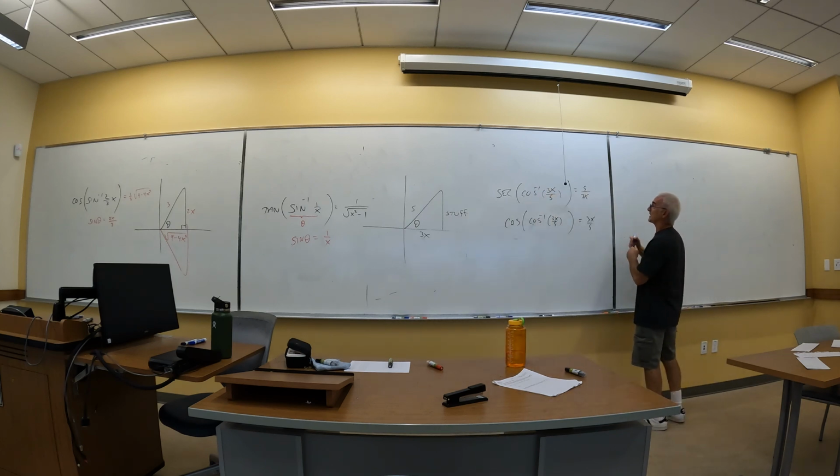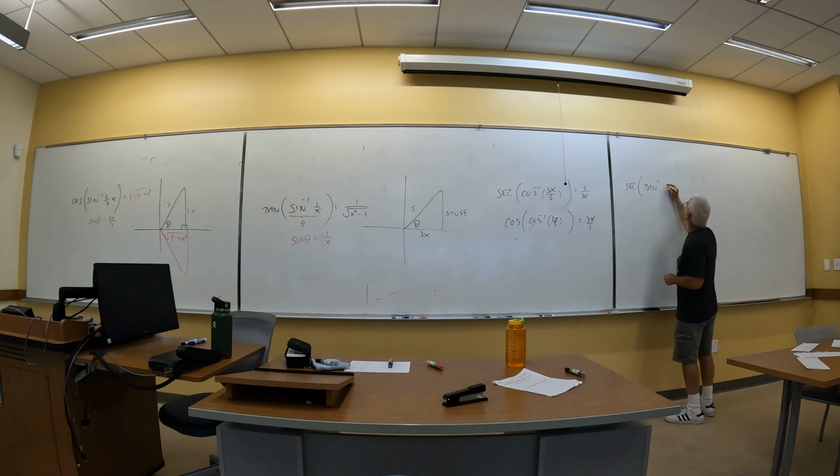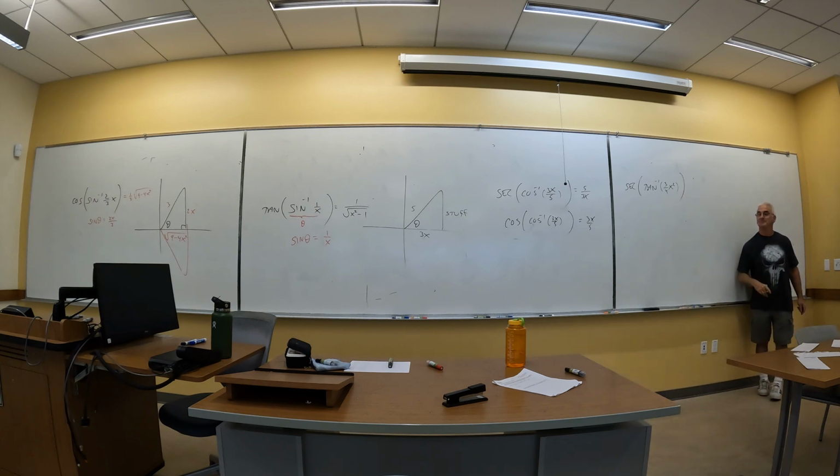Let's do another secant, but let's do it of something else. How about the secant of the inverse tangent of, how about 3/4 x squared? Oh, yay.